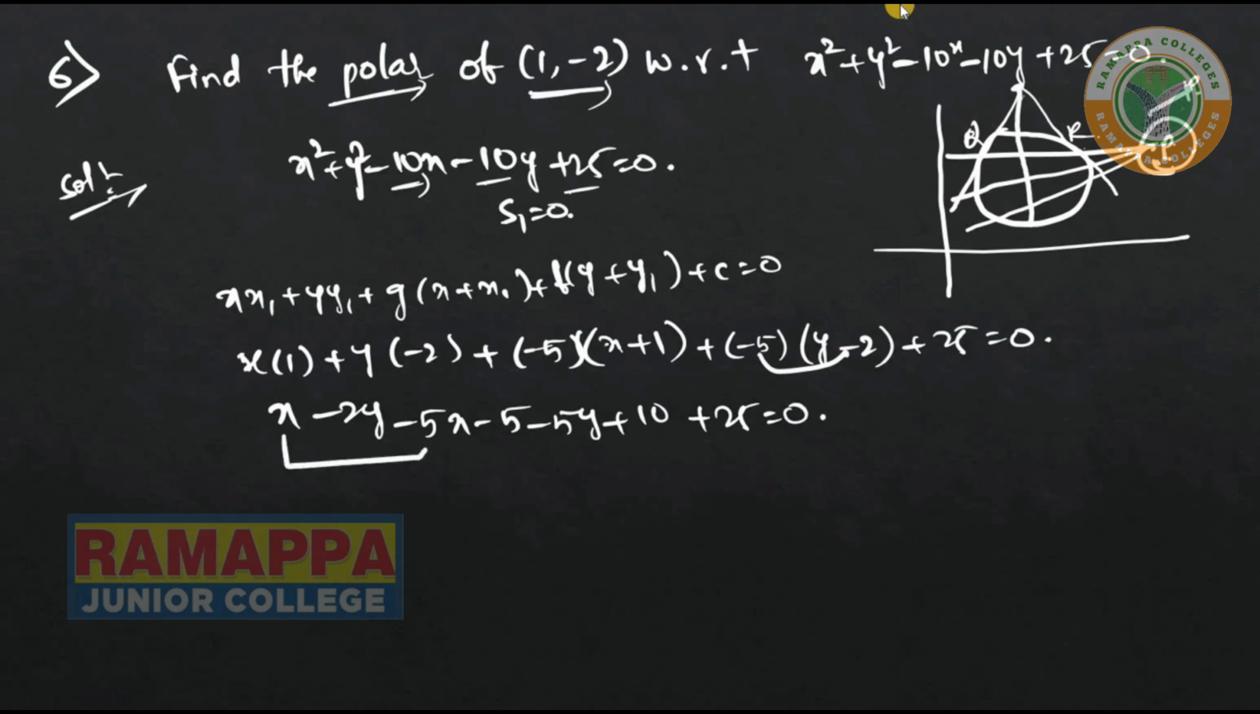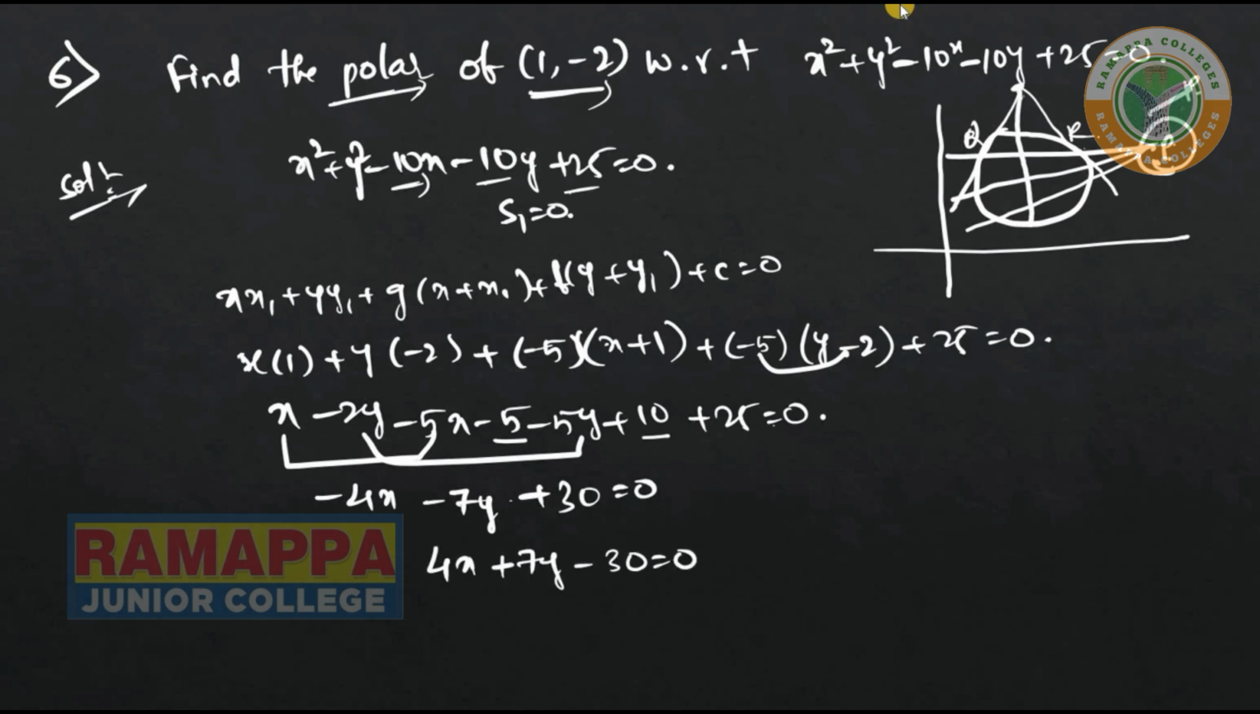Here from these two it will become minus 4x, and these two will become minus 7y. So minus 5 plus 10, how much it will become, plus 5, plus 25, it will become 30, plus 30 is equal to 0 here. If I take minus common, so 4x plus 7y minus 30 is equal to 0 here. So this is the answer. Now move to the seventh question here.